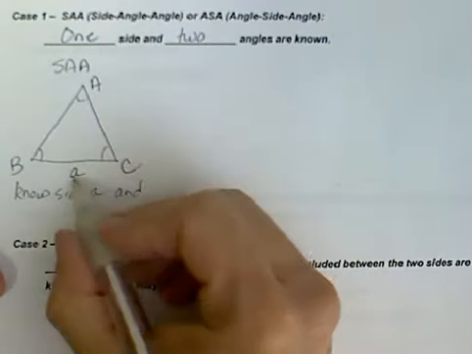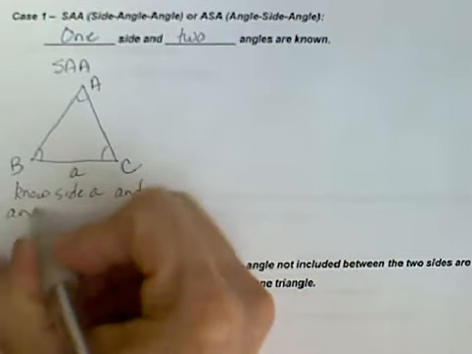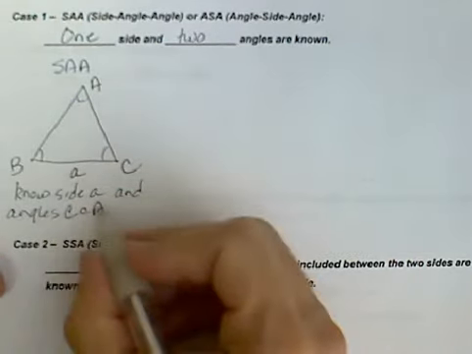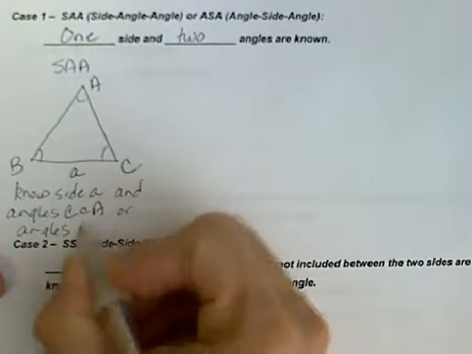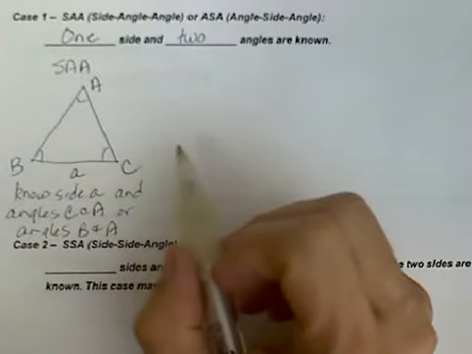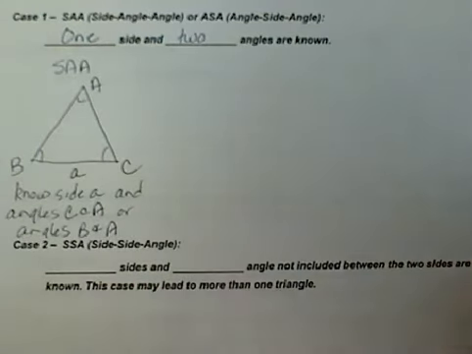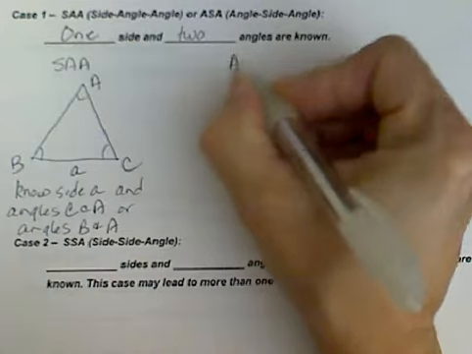We could either know side A and angles C and A, or we can know side A and angles B and A. And one thing to remember when we're doing all of these is that if you know 2 of the angles, you can always get the third using the rule that the 3 angles have to add up to 180 degrees. So this would be the SAA case.